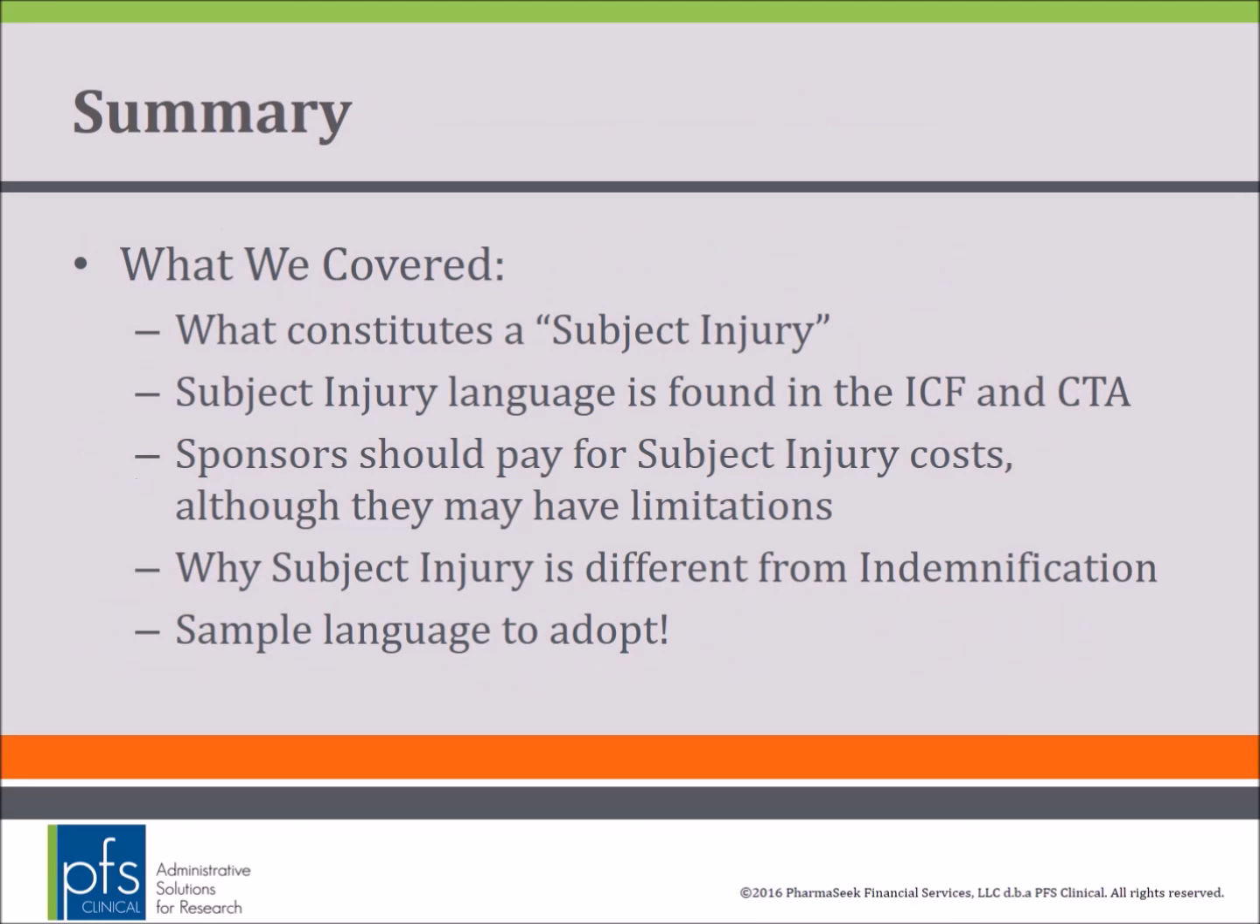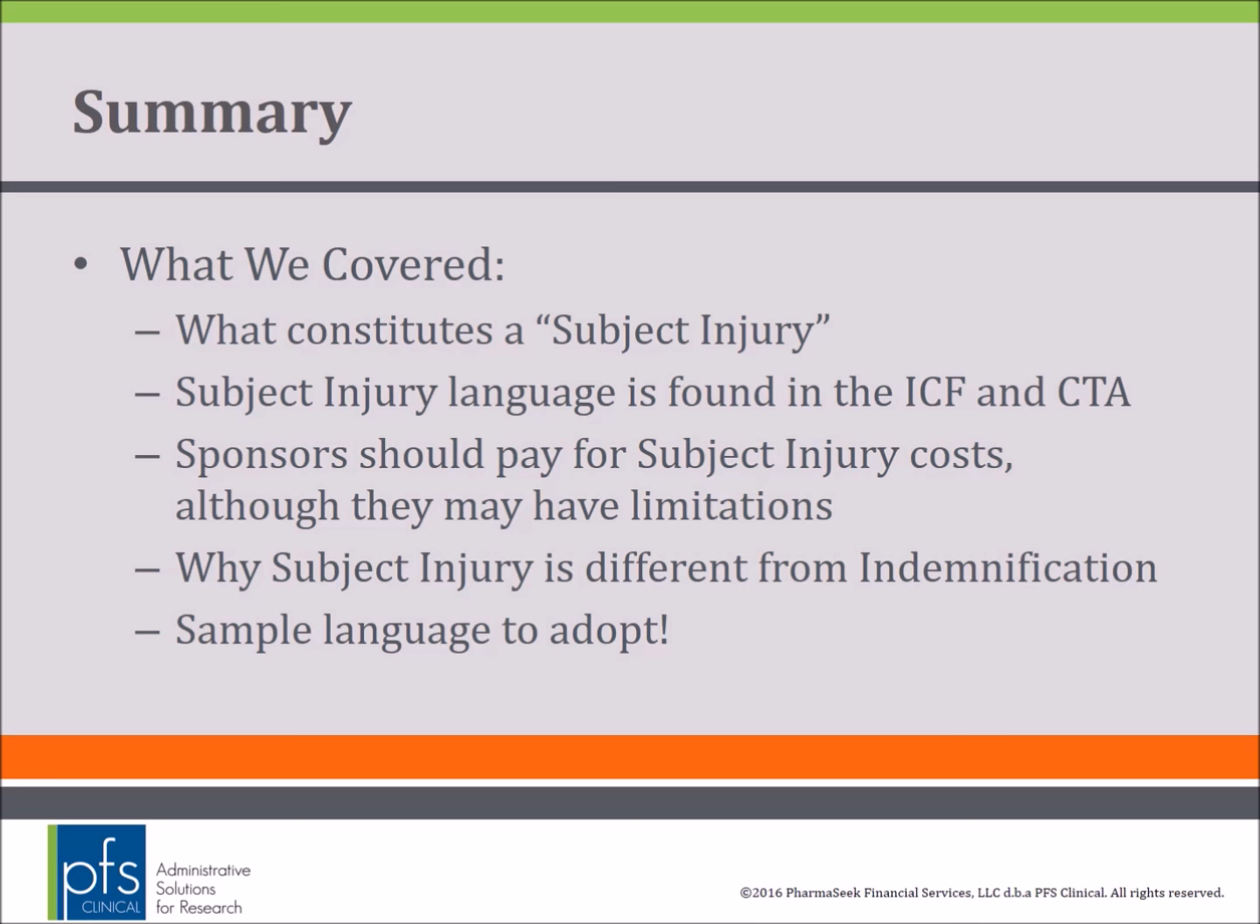So we covered the ideal definition of what a subject injury is, where you're going to find this language, both in the ICF and the CTA, the fact that sponsors really are the only ones that should be responsible for such costs, even though they might put some contingencies on what they'll pay for, and why it's not sufficient for a sponsor to say they're only going to indemnify us for subject injury costs. And I've provided some sample language that you can adopt and use in your own negotiations.